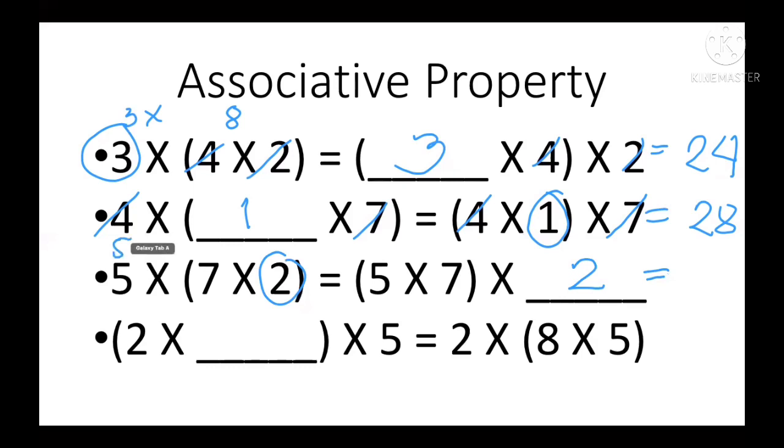What is 5 times 14? 5 times 14 is 70. Very good. That's 70.